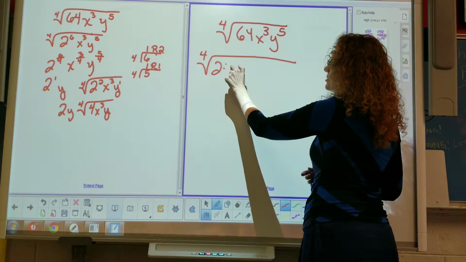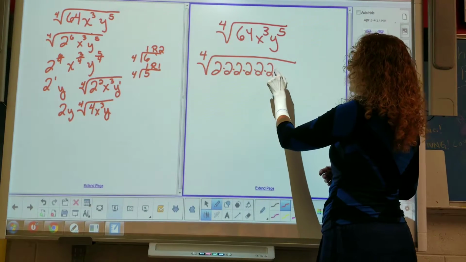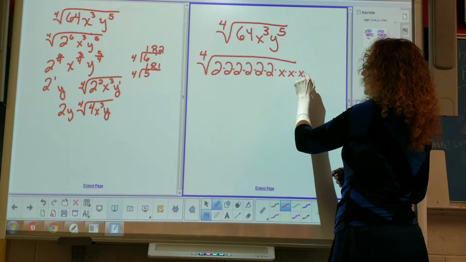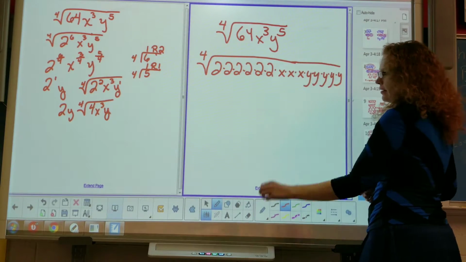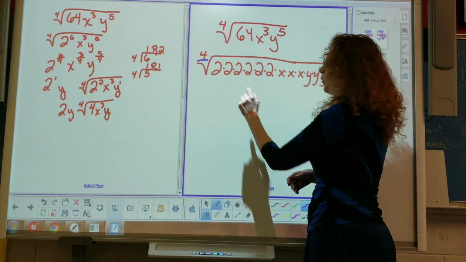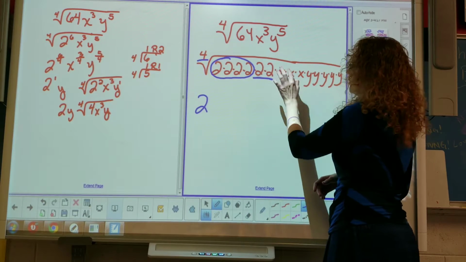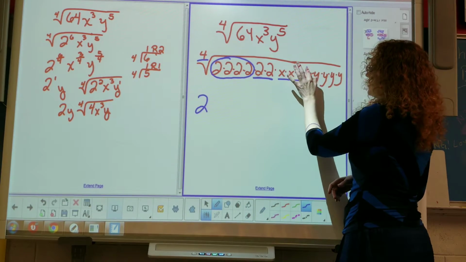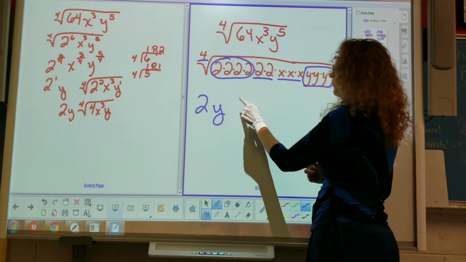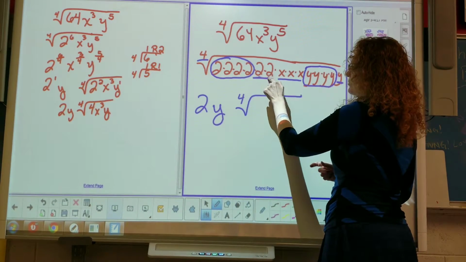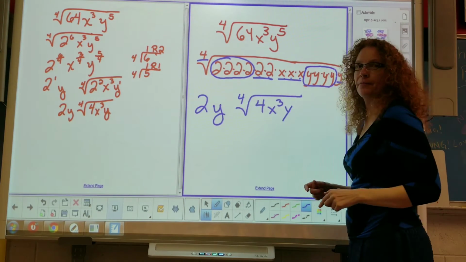So I have 6 2s, 1, 2, 3, 4, 5, 6. I have 3 X's and 5 Y's. Now I go through and I circle groups of 4. I have 1, 2, 3, 4, 1, 2 comes out. Those can't come out. I can't take out any X's. 1, 2, 3, 4, and I got that one little Y left. 1 comes out. 4th root, 2 times 2 is 4. 1, 2, 3 X's, and then your Y.